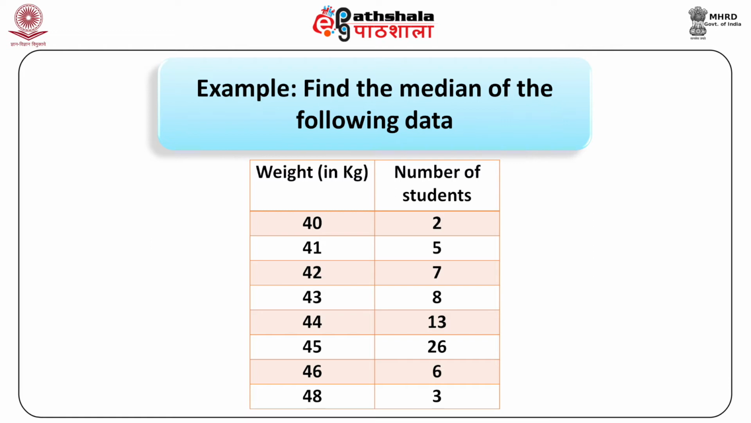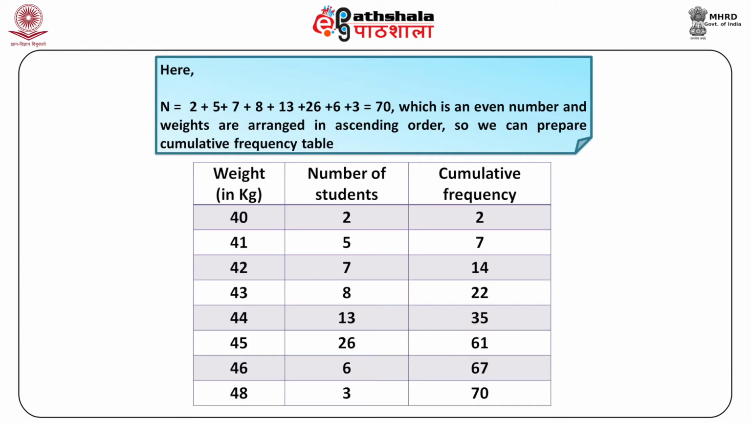Now, let us look at this example where we have in one column weight in kilograms and number of students in the other column. Over here, capital N is equal to the sum of the number of students, that is 2 plus 5 plus 7 plus 8 plus 13 plus 26 plus 6 plus 3, which gives in all a total of 70, which is an even number, and weights are arranged in ascending order. So we can prepare cumulative frequency table.